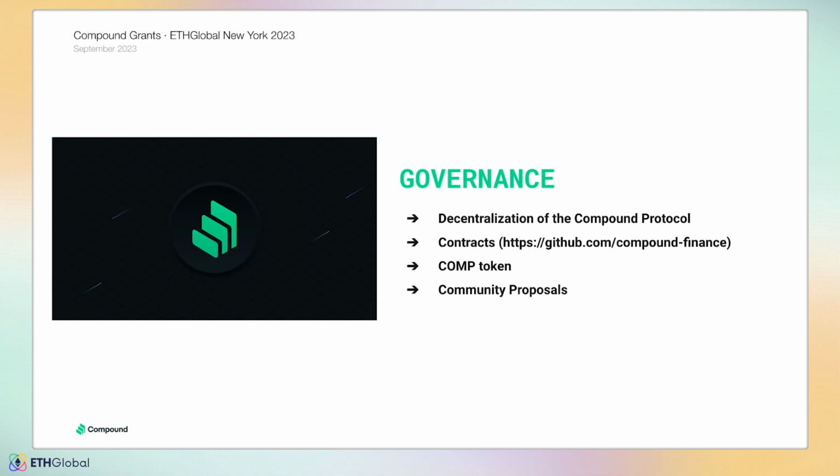Compound protocol is decentralized, and it's governed by the comp token holders. The comp token is an ERC20 token that can be used to propose on-chain protocol upgrades or to vote yes or no on those proposals. And the community can make those proposals. The contracts for governance are in the Compound Finance GitHub organization under the Compound-Protocol repository. You can check them out there. There's a governor contract as well as a comp token contract. So the comp token is the voting and proposing token that allows on-chain governance to function for the Compound protocol.